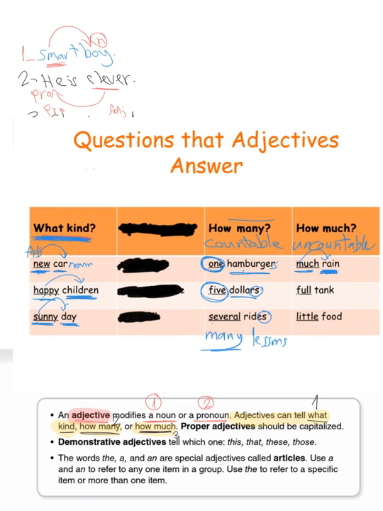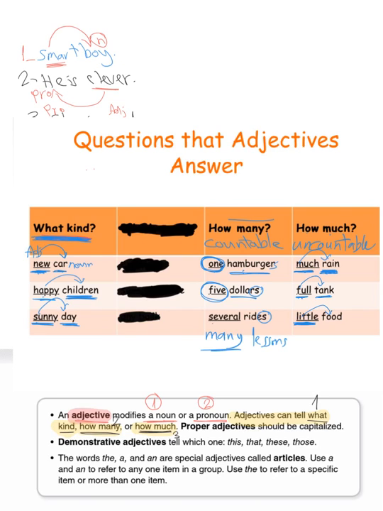The same here, I have a full tank. When I'm talking about the tank, I'm not talking about the tank itself, but I am talking about the liquid inside the tank. And I have little food. So these adjectives like much, full, and little, they answer the question how much.